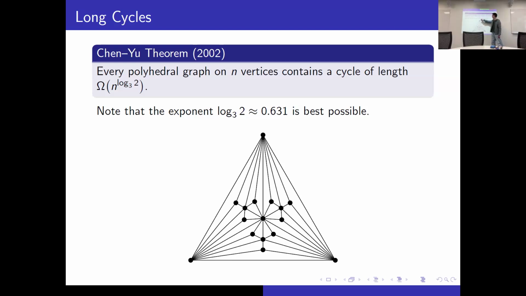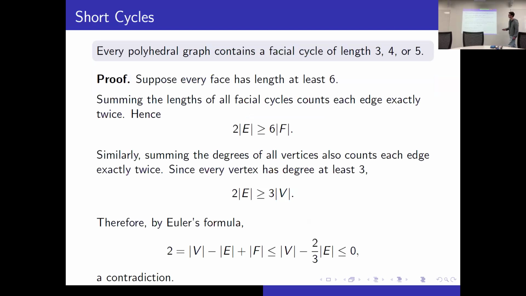And this exponent is best possible because of this kind of construction: you start with a triangle, then you subdivide the triangle, you get 3 interior triangles, and you keep subdividing them. Then you get this construction showing that it's best possible. And we just saw some long cycles. The Hamilton cycles are the longest ones.